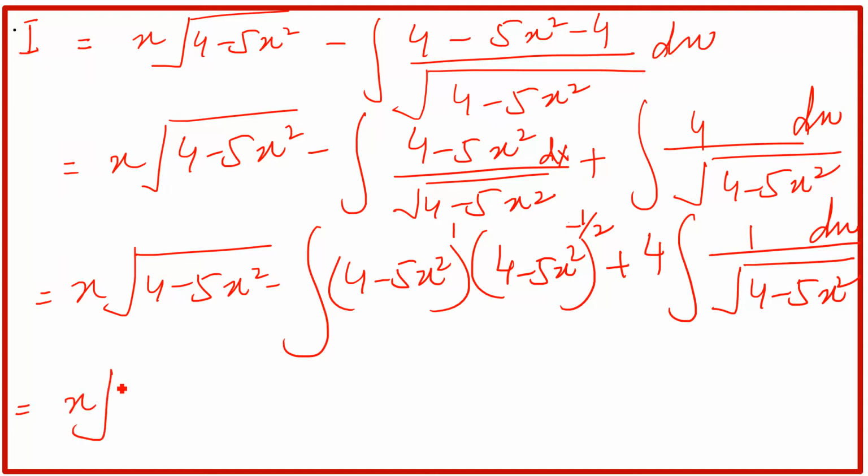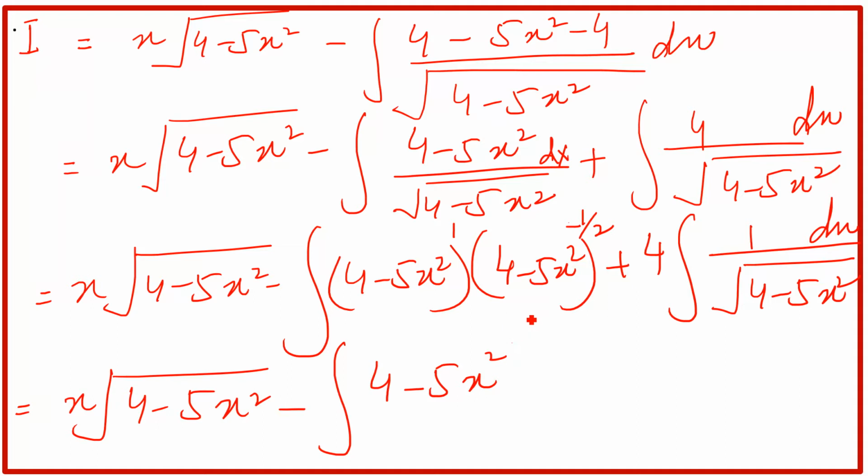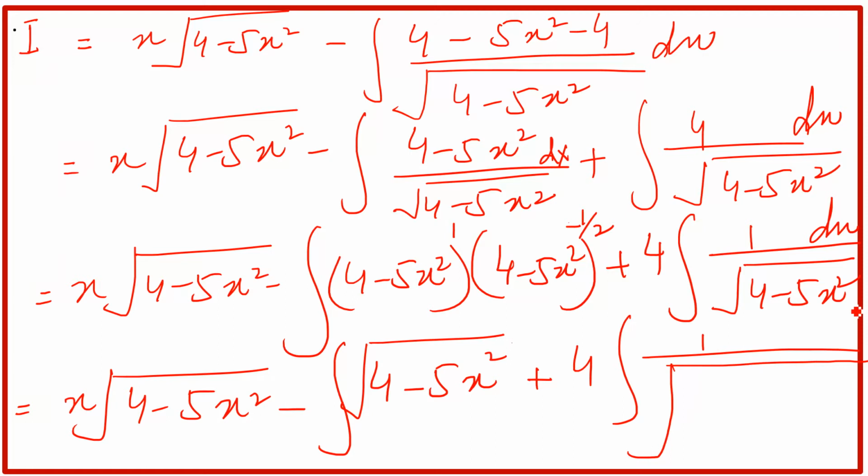So see, it will be 4 minus 5x square, which remains the same. This is the important point here: you have to add the powers, 1 minus half. So 1 minus negative half is equal to positive half, and positive half we can write as 1 over 2 raised to power 1 over 2, and 1 over 2 means under root, like this.